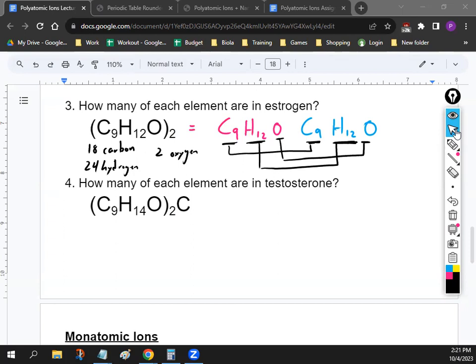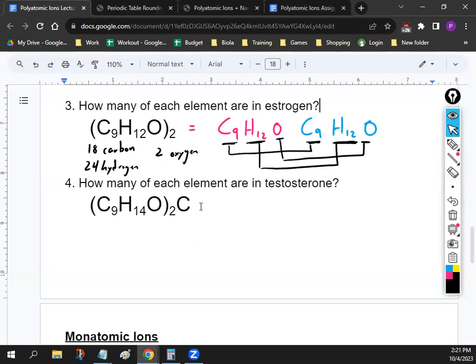We're going to be using the parentheses a little bit later in the lecture, but it's just telling you that you have multiple of whatever's inside of the parentheses. Any questions about that? Hopefully it's not too bad. Just multiply everything inside by the number outside of the parentheses.